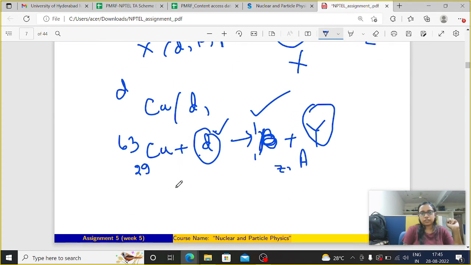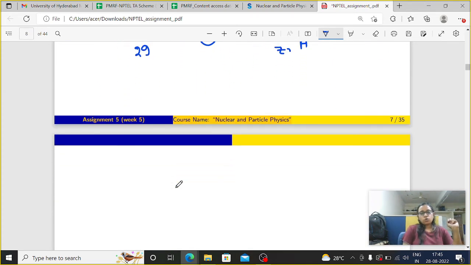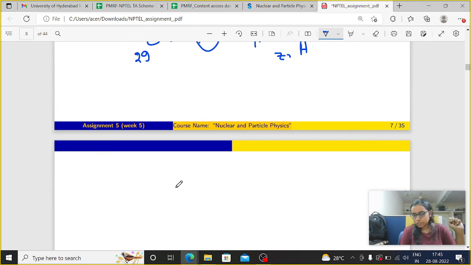Okay, so now I think it's already 45. I thought there would be so much time. So we will skip the calculation here for direct reaction. There is a simple calculation for direct reaction, but I think I should skip that.